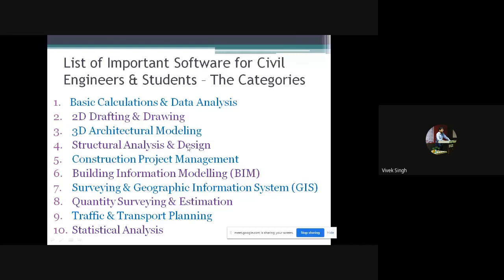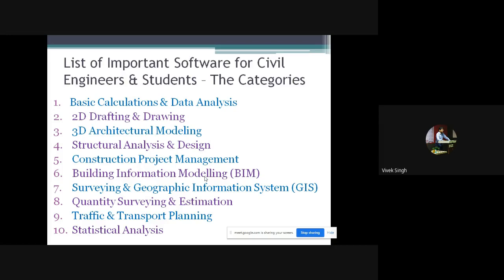Once you have done the structural analysis and design, you have finalized the model and the drawing, and now you actually want to construct this structure on the site. So for that you will be needing construction project management and building information modeling, both. Building information modeling makes your model more and more informative, because building information modeling simply means modeling the building with information. If you put more and more information into the model, that means you are actually using BIM.